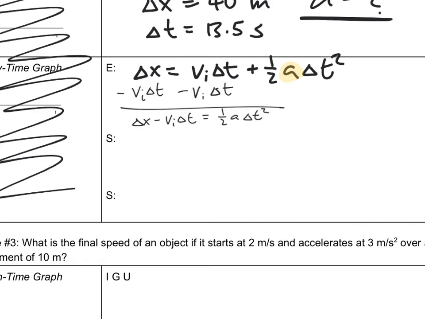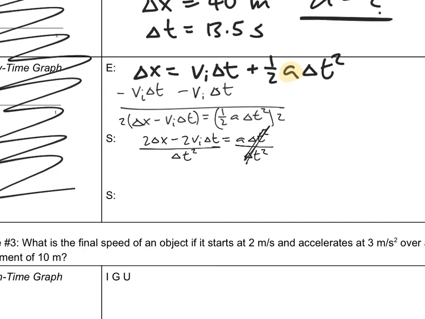Great. Now we have to get rid of the 1/2. In order to get rid of the 1/2, you have to multiply both sides by 2. So you get 2 times delta X minus 2 times VI delta T equals A delta T squared. And lastly, to solve for A, you have to divide by delta T squared on both sides. Then you get to substitute.